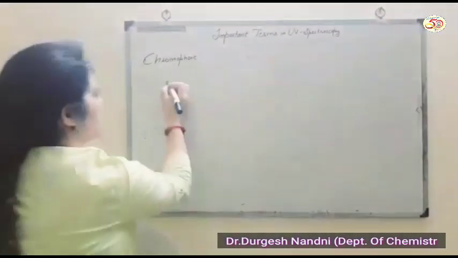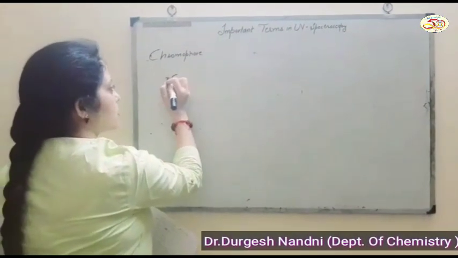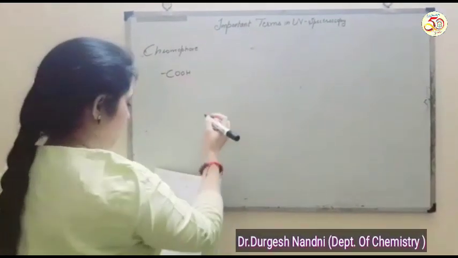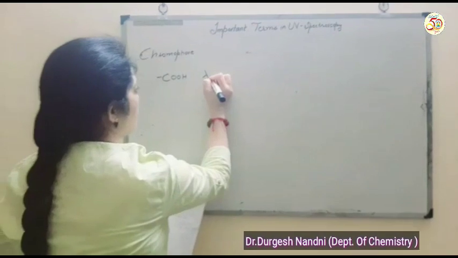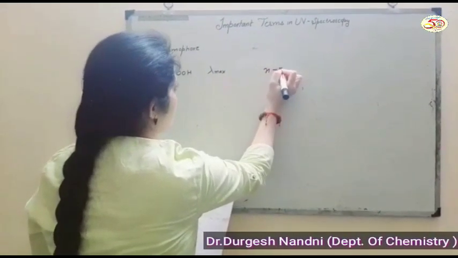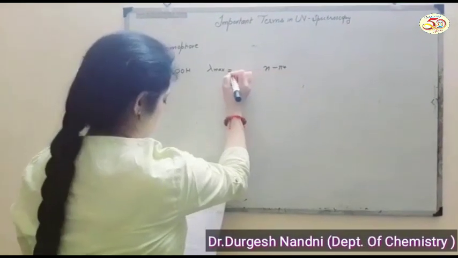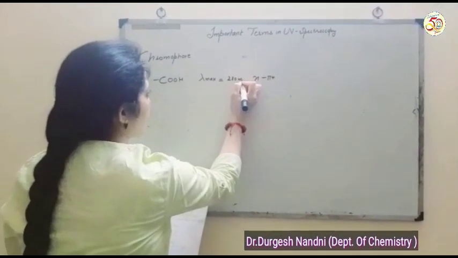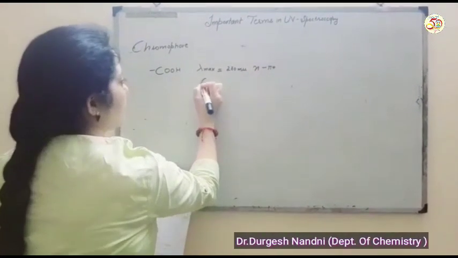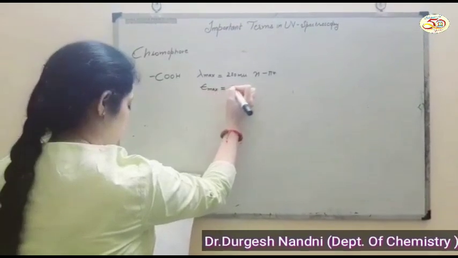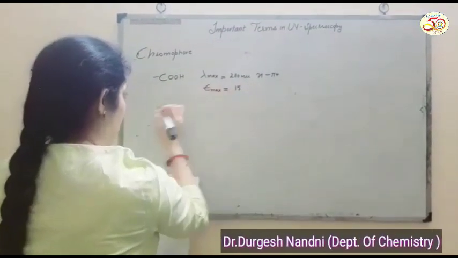For example, the carboxylic group. The carboxylic group absorbs radiation due to n to pi star transition. Lambda max for this transition is observed at 280 millimicron, and the molar absorptivity constant for this functional group is 15.